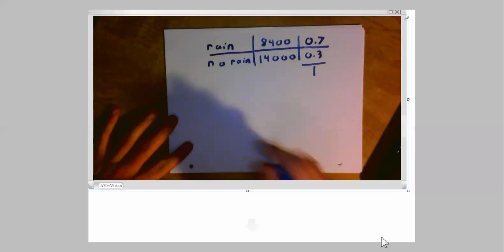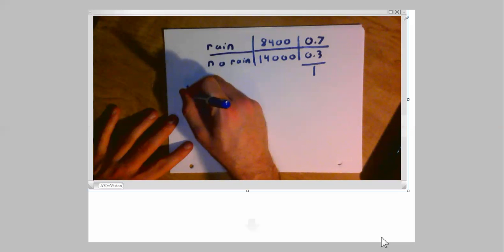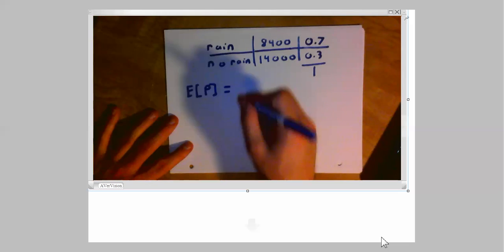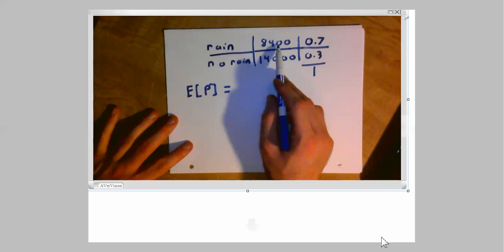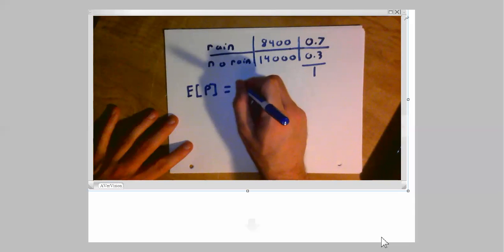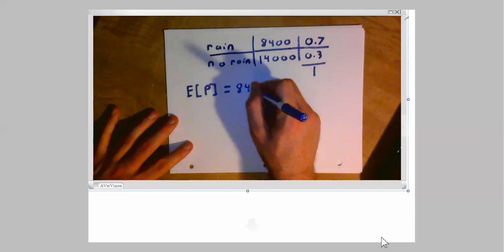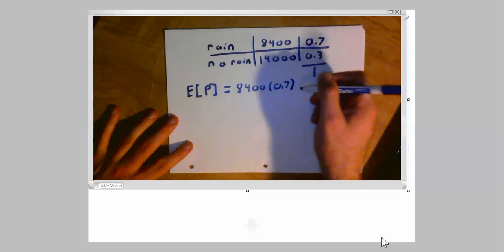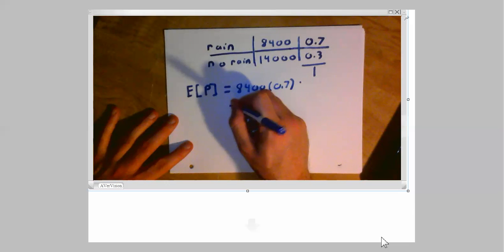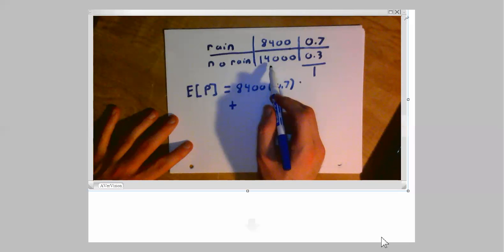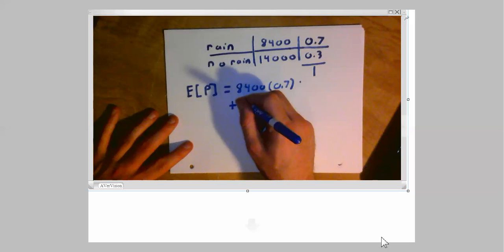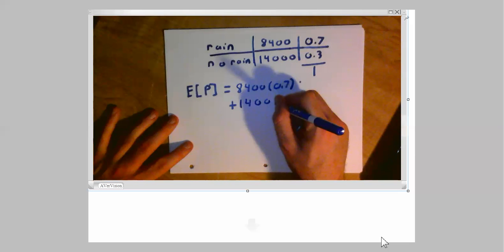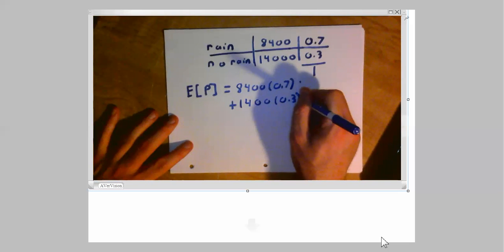So what we're going to do is find the expected number of people. I'm going to put E, and for people I'm just going to put P. The expected number of people is going to equal the first event times the probability of that event, which is 8,400 times 0.7, plus the next event, which is 14,000 people times the probability of that event, which is 14,000 times 0.3. Okay?